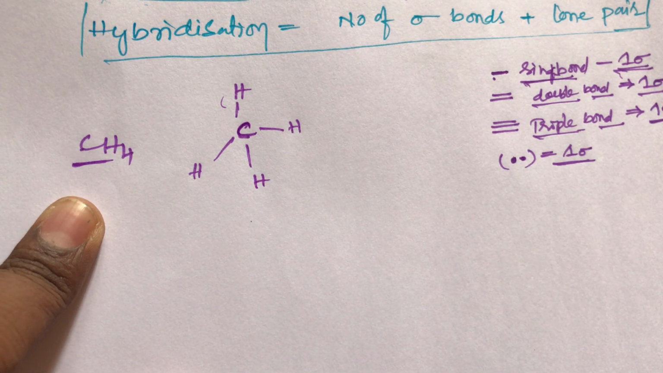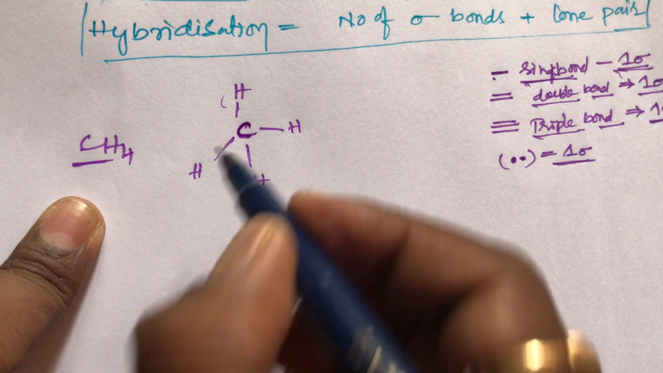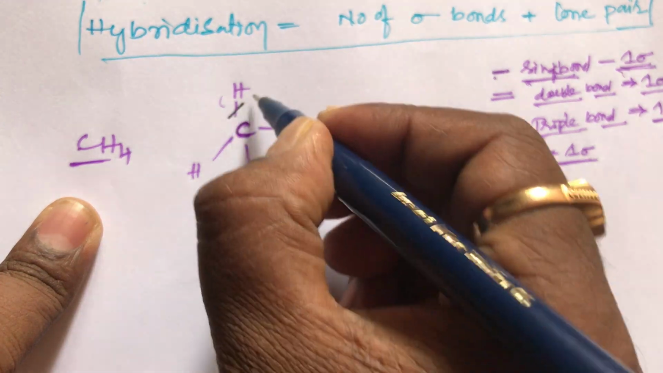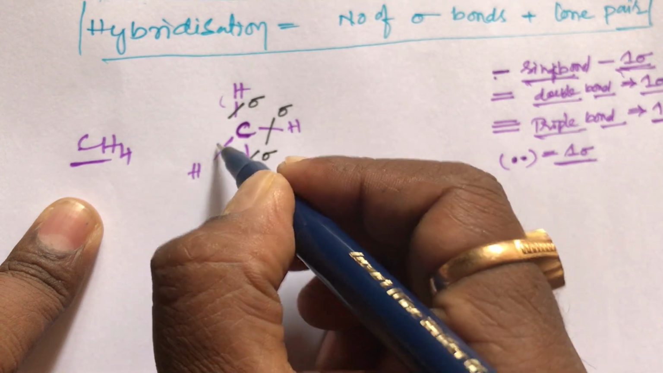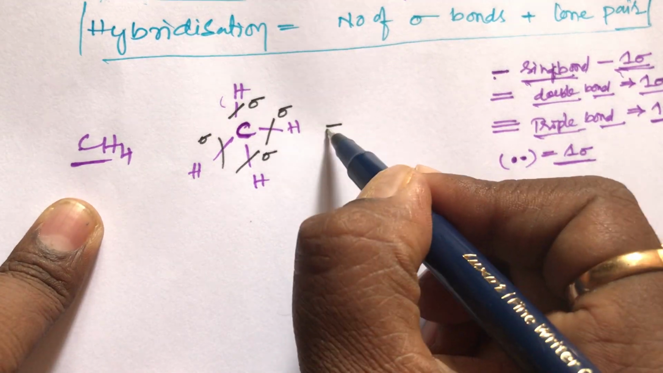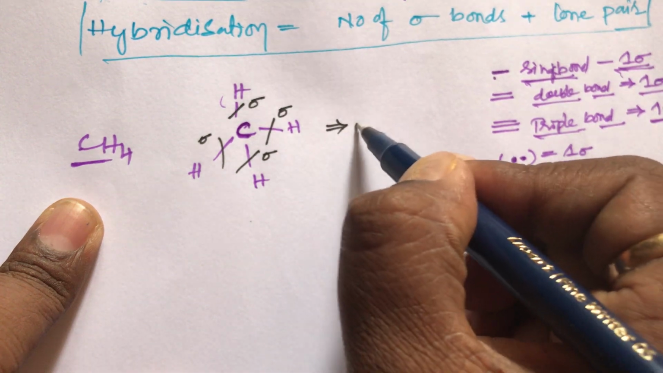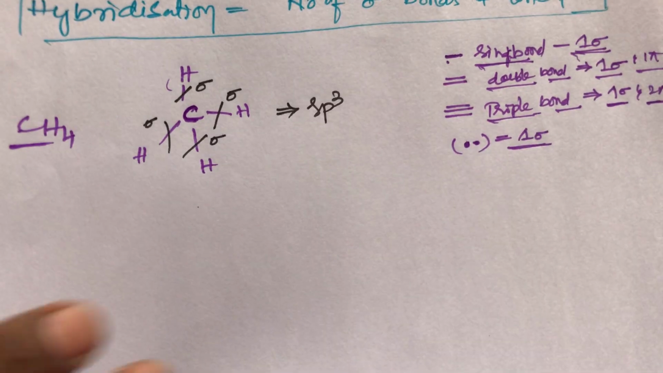Hybridization depends on the number of sigma bonds and lone pairs. So how do we calculate sigma bonds here? This carbon is surrounded by 4 single bonds, and each single bond has one sigma. So the total is 4 sigma bonds. A compound with 4 sigma bonds is always sp3 hybridized.